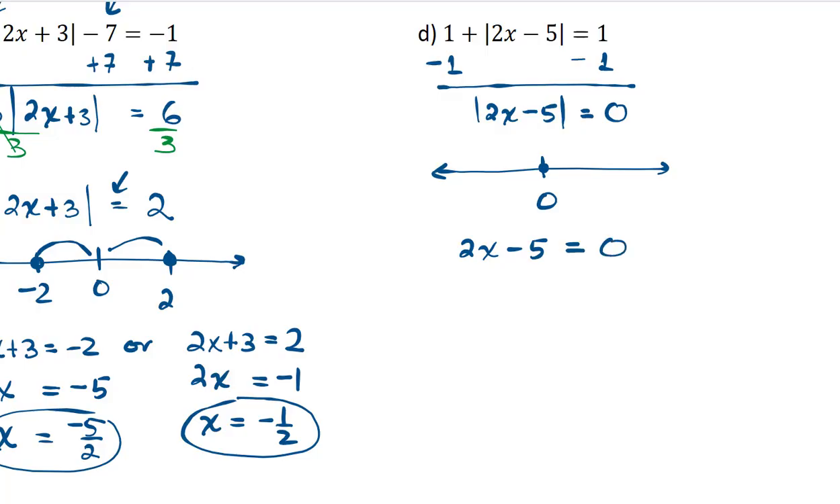And now solve the equation for x. Add 5 to both sides and then divide by 2. So this one only has one solution, and that is 5 halves.